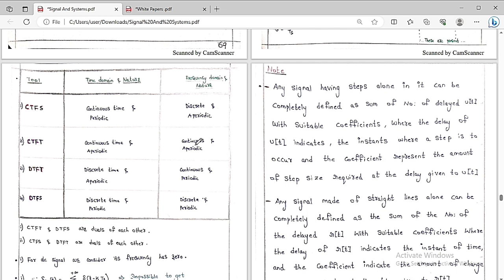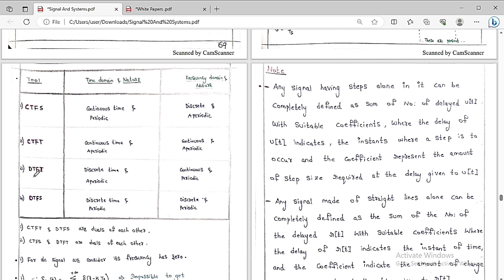F of omega is defined for omega from minus infinity to plus infinity, for each and every value of omega, like 0.001, 0.002. It is continuous in nature because omega is varying from minus infinity to plus infinity. It can be any real number, so that is the reason it is continuous. And F of omega, I already told you, is also a complex number. Its magnitude spectrum is even, and the phase angle spectrum is odd. So it is continuous in nature, and it is also aperiodic because there is nothing like repetition.